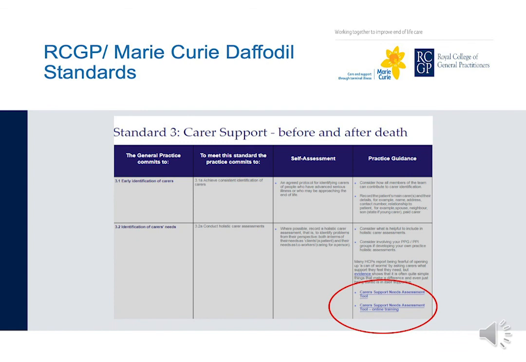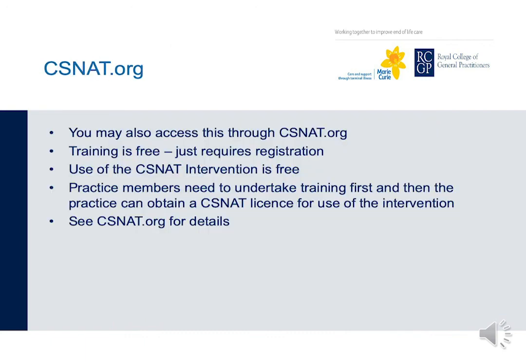You may access training and materials directly from the Daffodil standards, as indicated on this slide. You may also access this through CSNAT.org. Training is free. It just requires registration. Use of the CSNAT intervention is free. But practice members need to undertake training first, and then the practice can obtain a CSNAT license for use of the intervention. Again, see CSNAT.org for details.